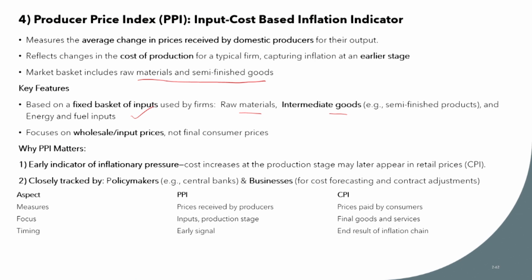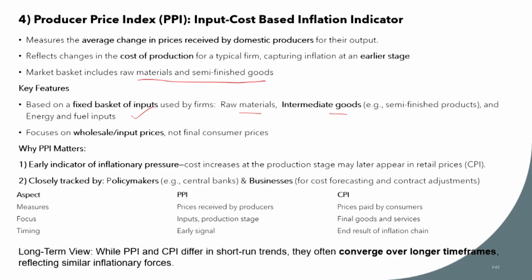I have made a brief summary of the distinction between PPI and CPI. This table gives a summary of that distinction. It gives the long-term view: while PPI and CPI differ in short-term trends, not only PPI and CPI, even WPI also, all these measures differ in short-term trends. They often converge over longer time frames, reflecting similar inflationary forces.